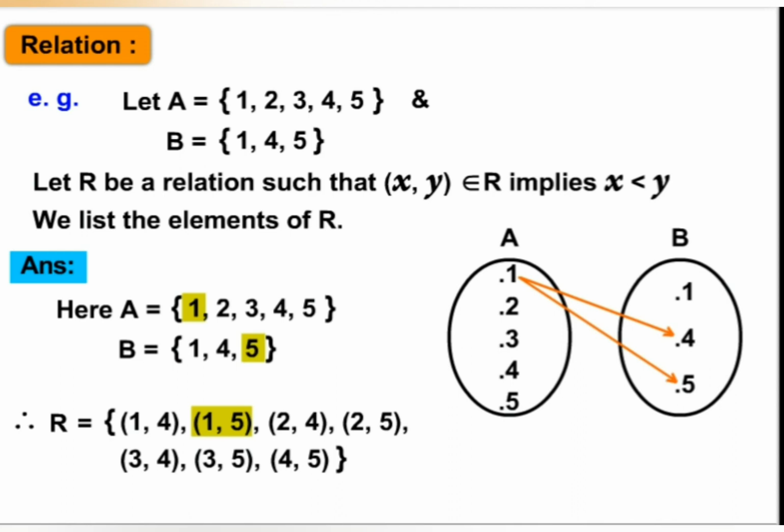(1, 5), (2, 4), (2, 5), (3, 4), (3, 5), (4, 5). The arrow diagram for this relation R is given by the figure.